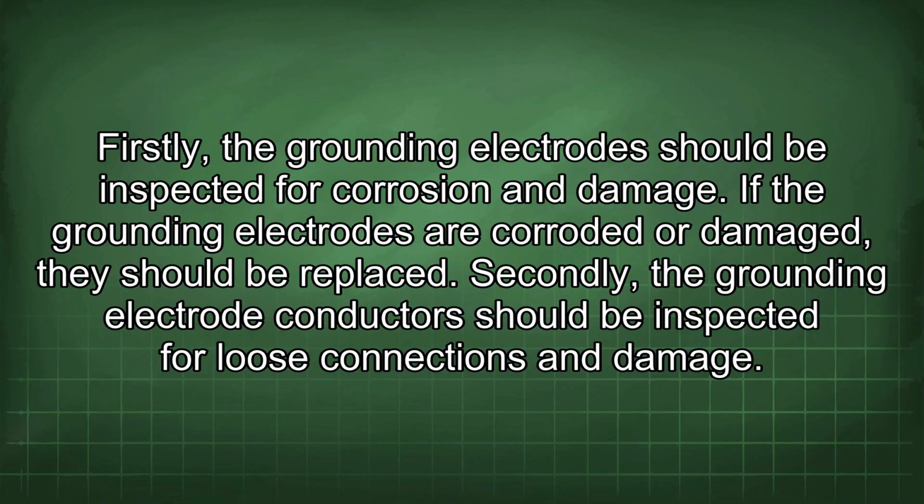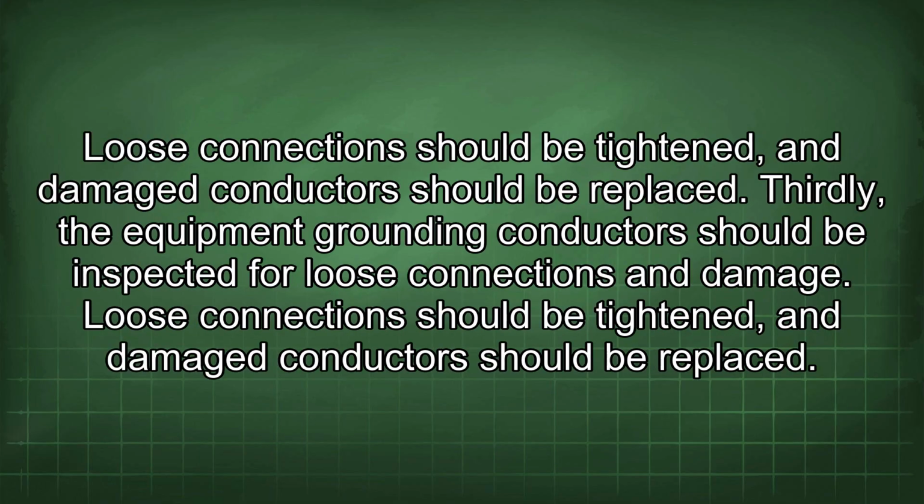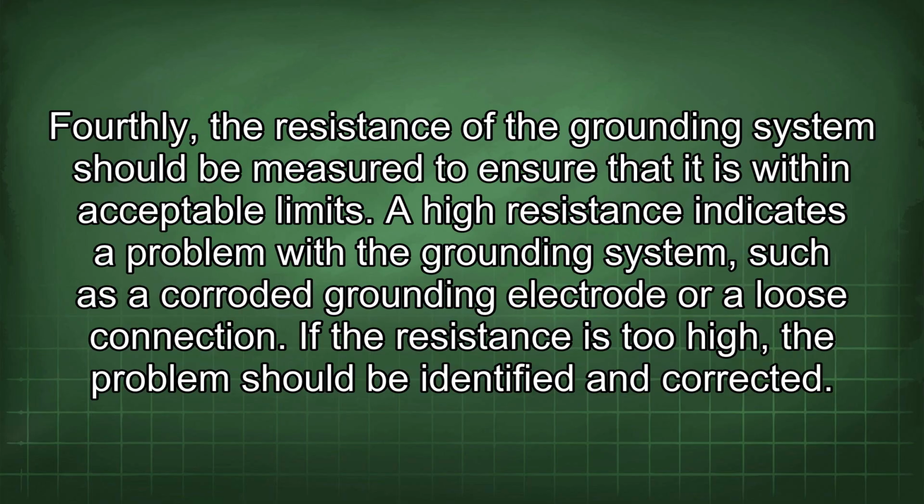Secondly, the grounding electrode conductors should be inspected for loose connections and damage. Loose connections should be tightened, and damaged conductors should be replaced. Thirdly, the equipment grounding conductor should be inspected for loose connections and damage. Loose connections should be tightened, and damaged conductors should be replaced. Fourthly, the resistance of the grounding system should be measured to ensure that it is within acceptable limits. A high resistance indicates a problem with the grounding system, such as a corroded grounding electrode or a loose connection. If the resistance is too high, the problem should be identified and corrected.